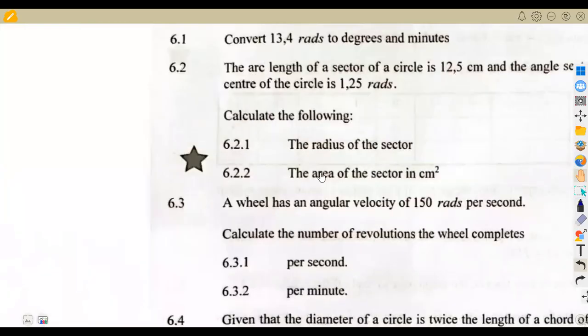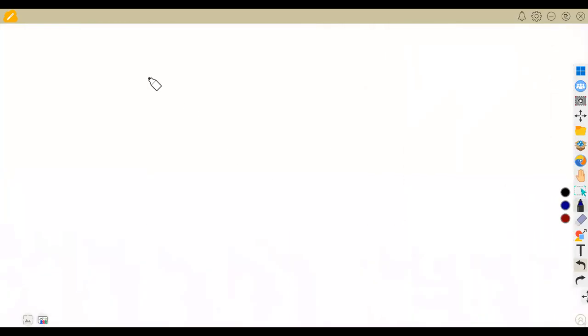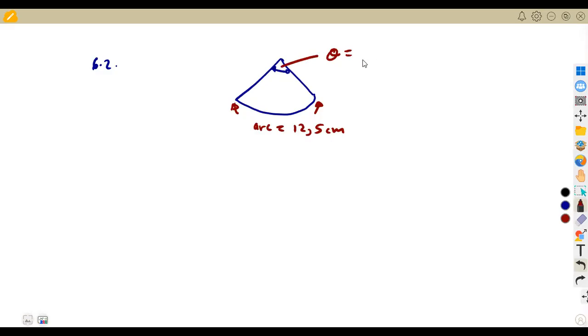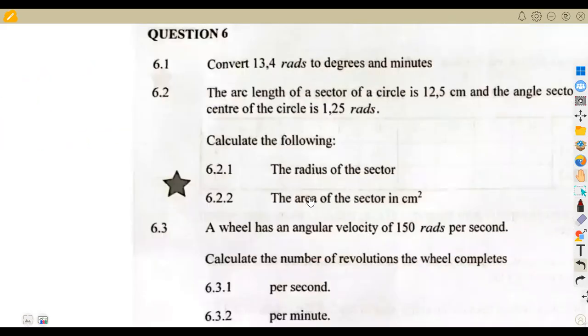All right, so you're given the arc length and also the angle at the sector in that case. So this is 6.2. We just have something of this nature. That's our sector. It has this arc here. Remember, this is our arc. The arc length is the one that you're given, and it has a length of 12.5 centimeters. And the angle here, which is our theta, is equal to 1.25 radians, which is measured in rads. So we're given the arc length and the angle.